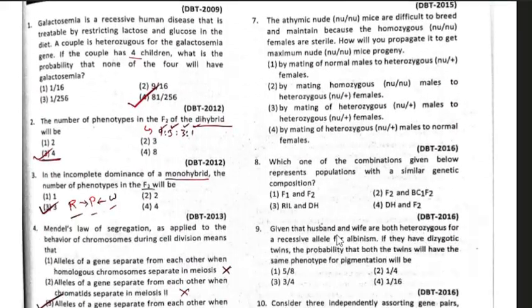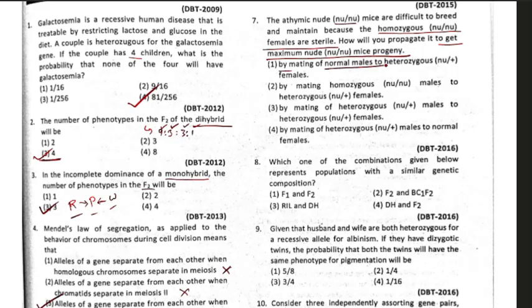Next, the athymic nude NU mice are difficult to breed and maintain because the homozygous NU females are sterile. Homozygous NU males are not sterile. How will you propagate them to get the maximum number of NU mice progeny? To get the maximum number of NU progeny, we can use a NU male and a heterozygous female. So let's see the answer.